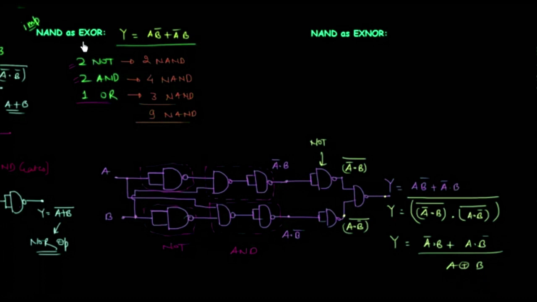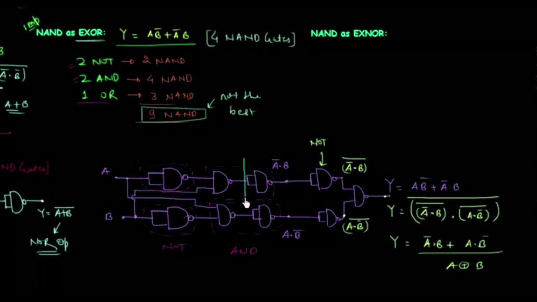So we have implemented the XOR gate by using the 9 NAND gates, and this is not the best way to implement the XOR gate. We can implement XOR gate by using 4 NAND gates only, and here we are using 5 extra NAND gates. So let's see what is redundant in this circuit.